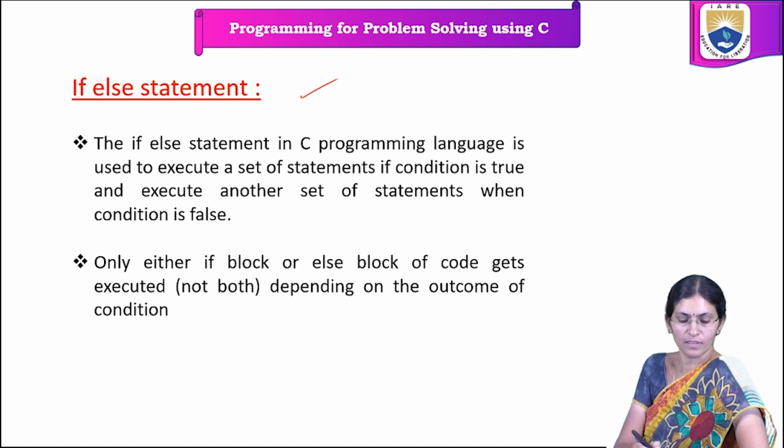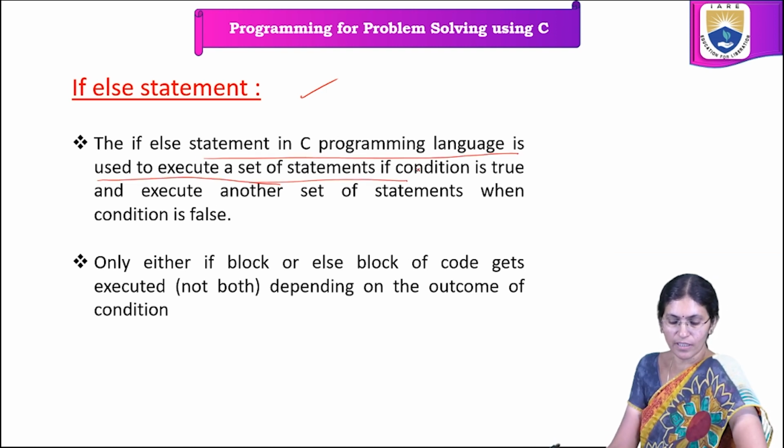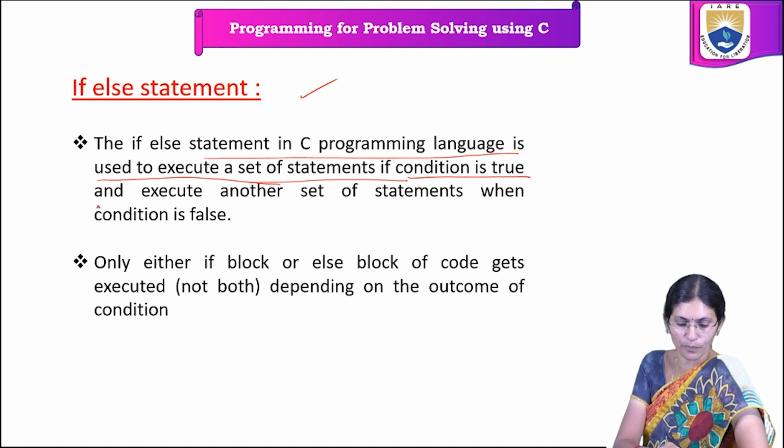Let us see the syntax, and with the help of an example we'll understand this if-else statement. The if-else statement in the C programming language is used to execute a certain set of statements if the condition is true. It is just an extension of the if statement. In the if statement we check the condition, and if the condition is true, the statements below the if statement are executed. But if the condition is not true, then what will be the situation?